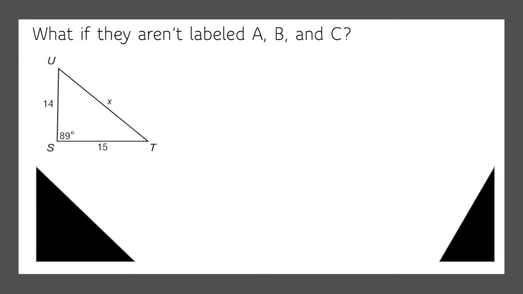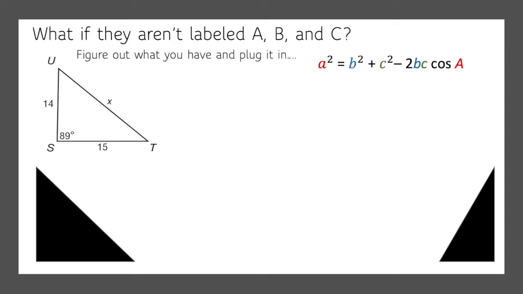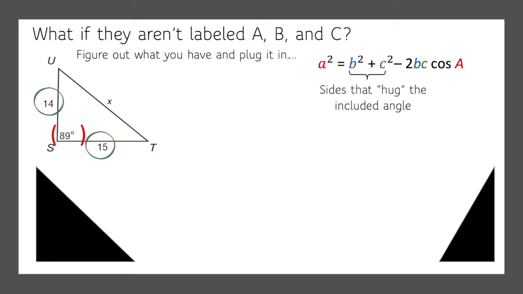Now, what if the triangles aren't labeled A, B, and C? Well, actually, that's okay. So we'll just pull up one of the equations right here. Now, what we have to do is just figure out what you have and plug that in. So for this one, we have two sides that hug the angle 89. Okay, so two sides that hug the angle. We have the included angle, so that's what we plug into our equation.